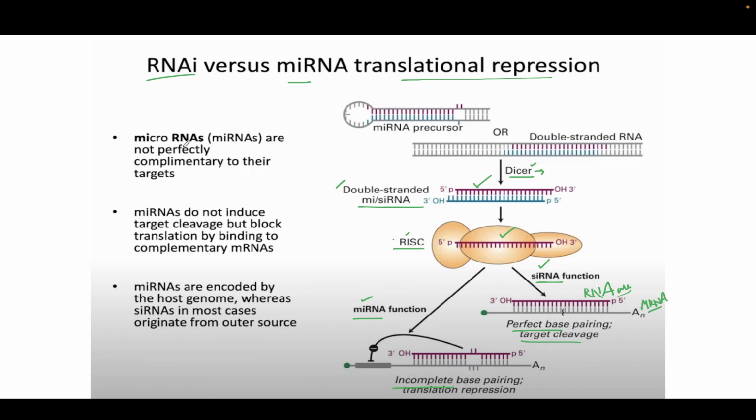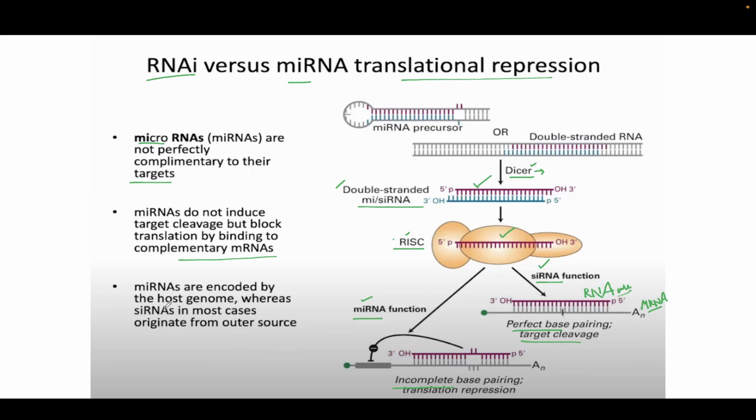Understood? Next, let's talk about this. MicroRNAs or miRNAs are not perfectly complementary to their targets. Okay, we saw that miRNAs do not induce target cleavage but block translation by binding to complementary mRNAs. So it just binds the complementary mRNA and blocks the translation process. It doesn't move towards the destruction or cleavage of the mRNA. But in case of siRNA, cleavage of mRNA happens.